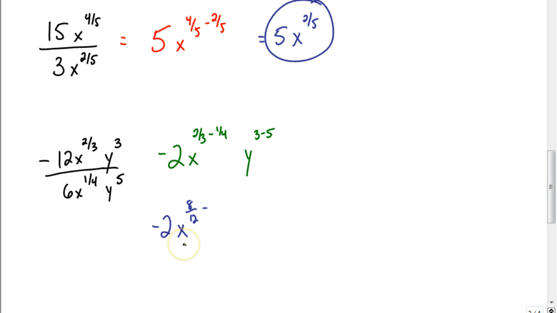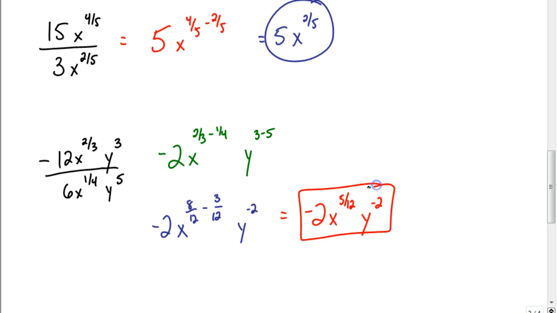And let's go to the 1/4. We want to have a common denominator there of 12 as well. And since 4 times 3 is 12, I take 1 times 3. So I have a fraction here of 3/12, and sure enough, that reduces to 1/4. So I know I'm doing that right. Let's just go ahead and work on this y. We have 3 minus 5, and 3 minus 5 would be negative 2. So our final answer would be, well, the 8/12 minus 3/12 would be 5/12. And then we'd have y to the negative second power. And that would be your answer.